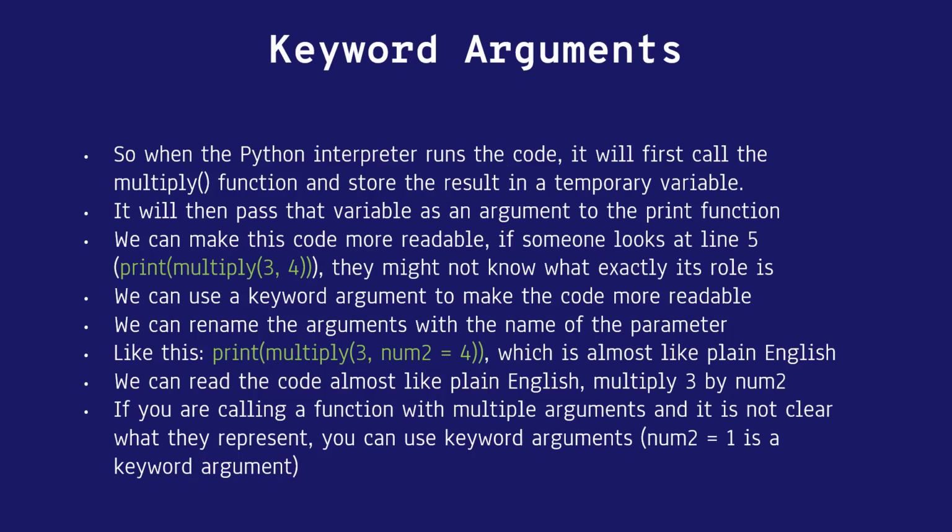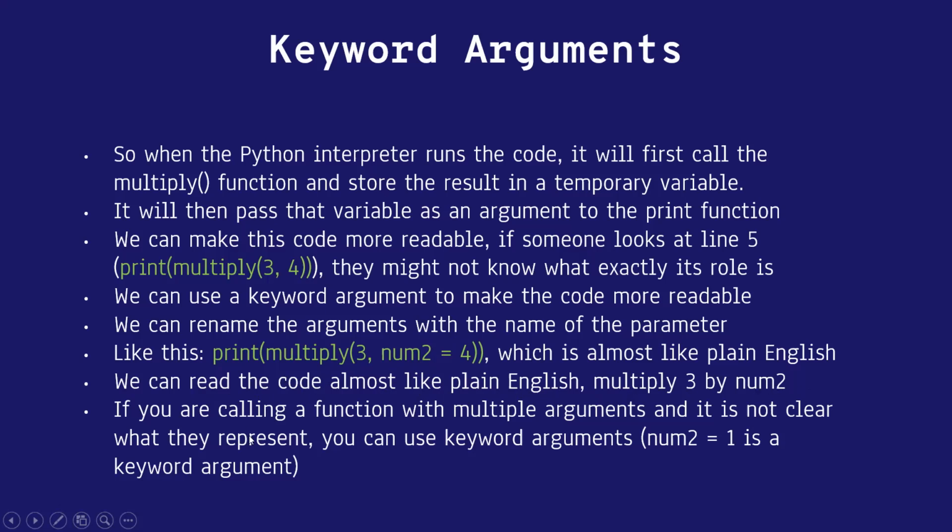If someone looks at line 5, they might not know what exactly its role is. We can use a keyword argument to make the code more readable. We can rename the arguments with the name of the parameter. Like this, we have print multiply 3. Instead of now just putting 4, we give it a name like that, which is almost like plain English. We can read the code almost like plain English, like multiply 3 by number 2.